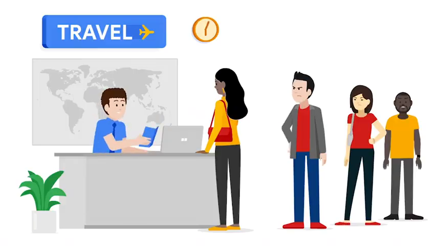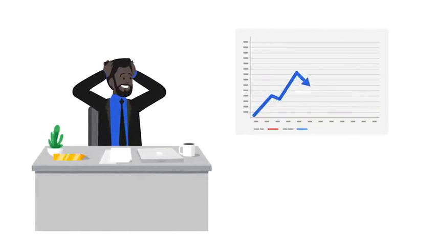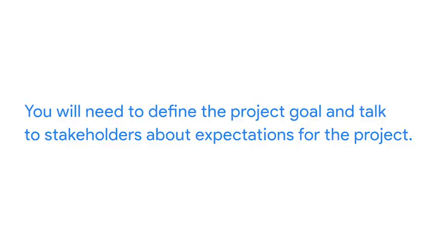Let's break it down. The first phase is to define the project goal and what it will take to meet it. This first phase is very similar to the initiation phase of traditional project management. Let's take a real scenario to illustrate. Imagine that you are brought on as a project manager for a large travel company to help streamline and minimize customer service wait times that have been surging due to a recent sales promotion. Before you begin working on tackling the issue, you're going to need to define the project goal and talk to stakeholders about expectations for the project.